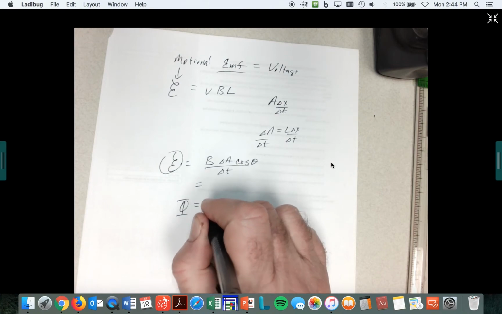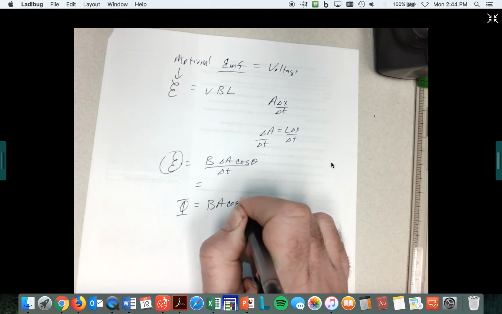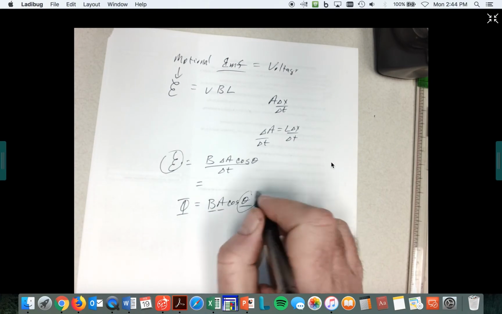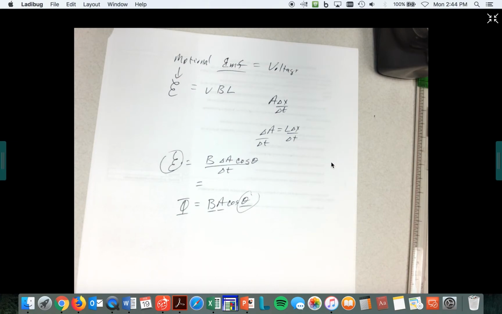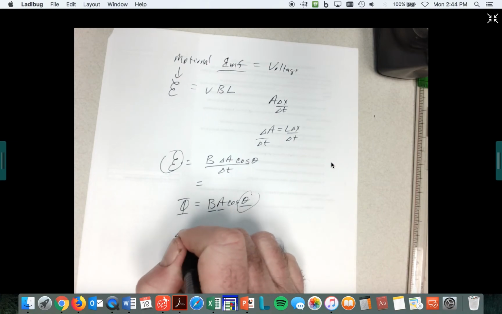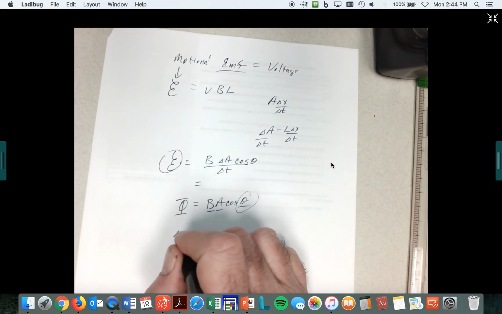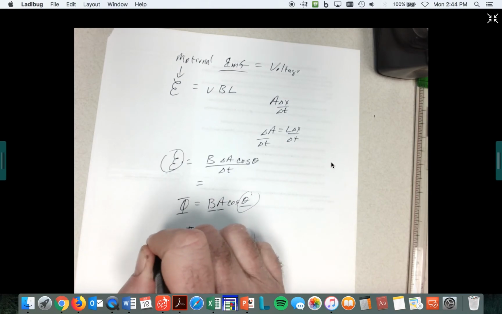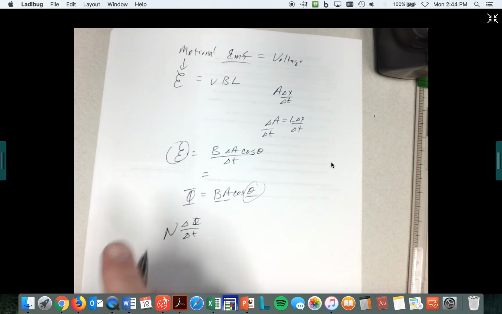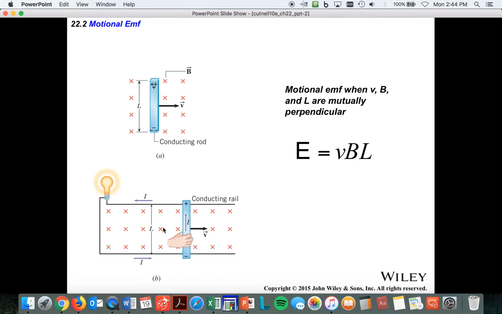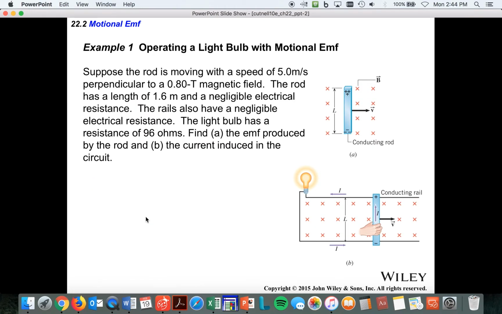Here's the magnetic flux, BA cosine theta. If I change anything in here, usually we change it by rotating, so we're changing the angle. This is the flux. And then the change in flux over the change in time, and we'll put the number of turns in the wire. That'll equal that EMF. We're getting the same thing with this moving here, because we're changing the area. Woo! Beat that horse to death.